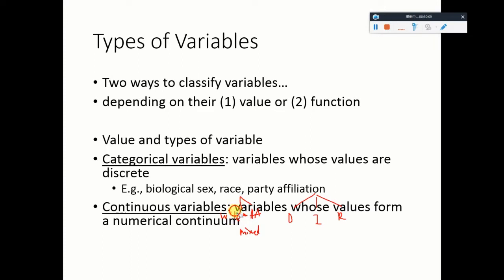If we have categorical variables, then it makes sense that we have what we call continuous variables. Continuous variables are also very easy to understand. It simply means variables that take values that form a numerical continuum.